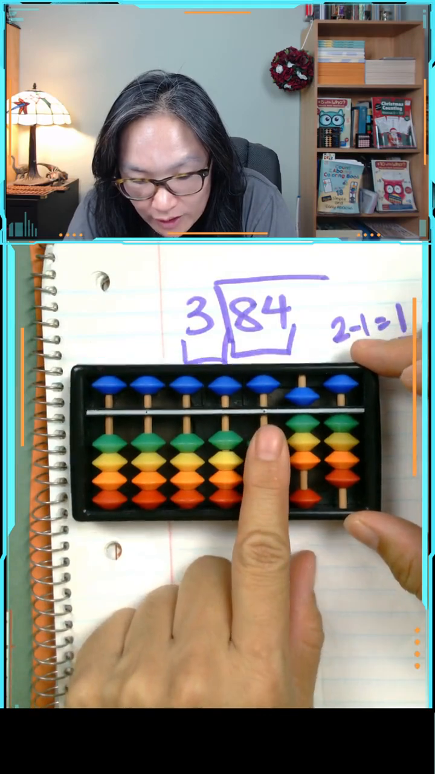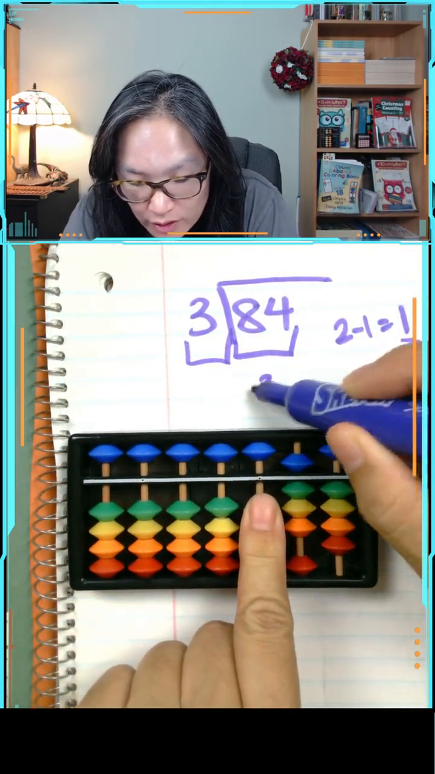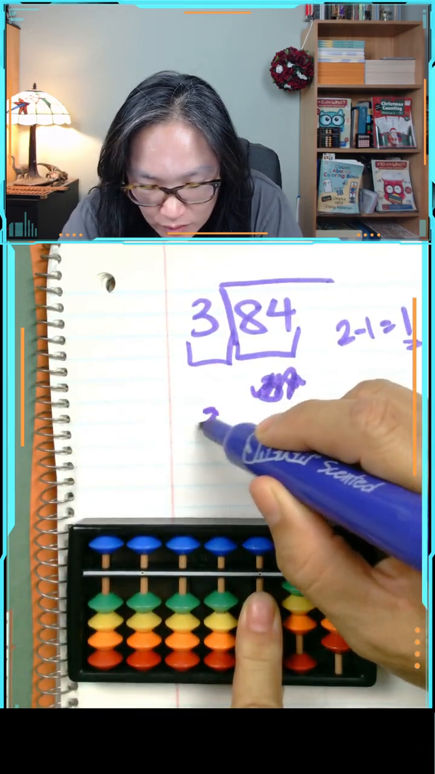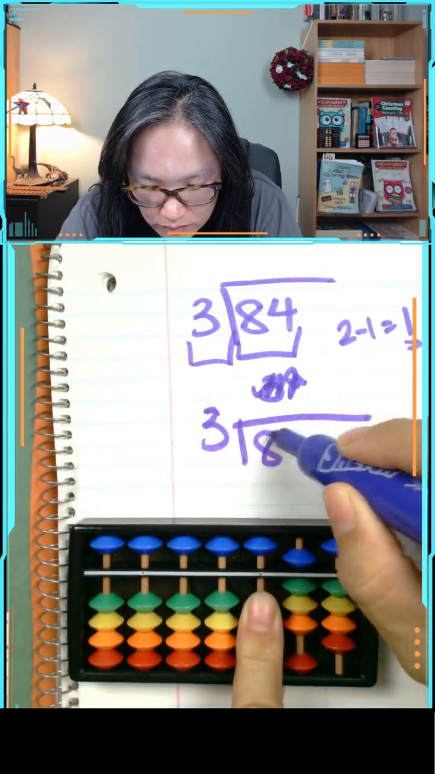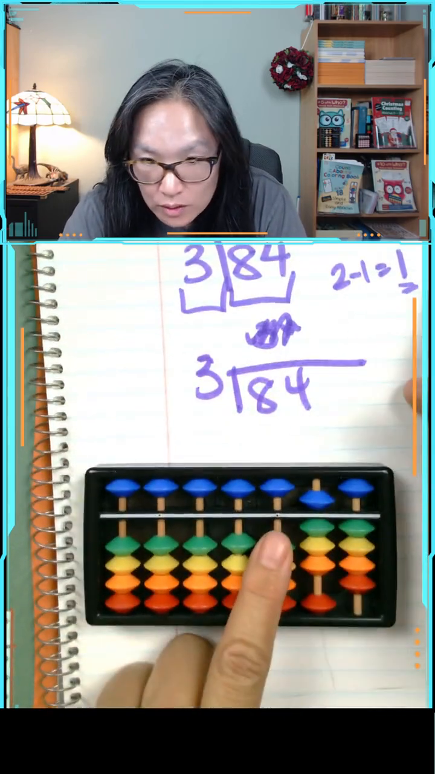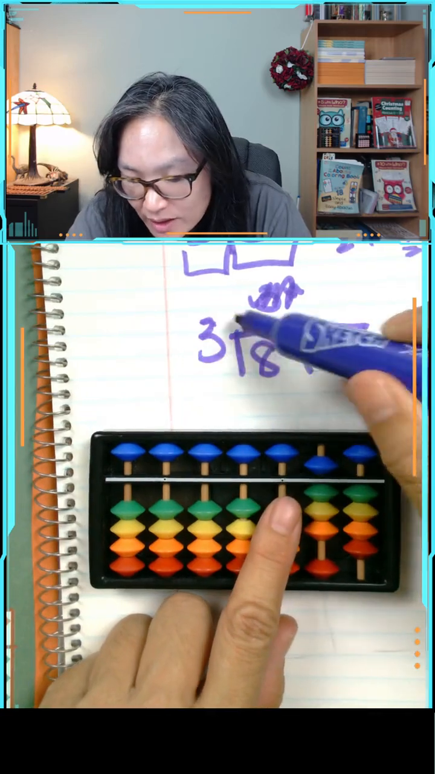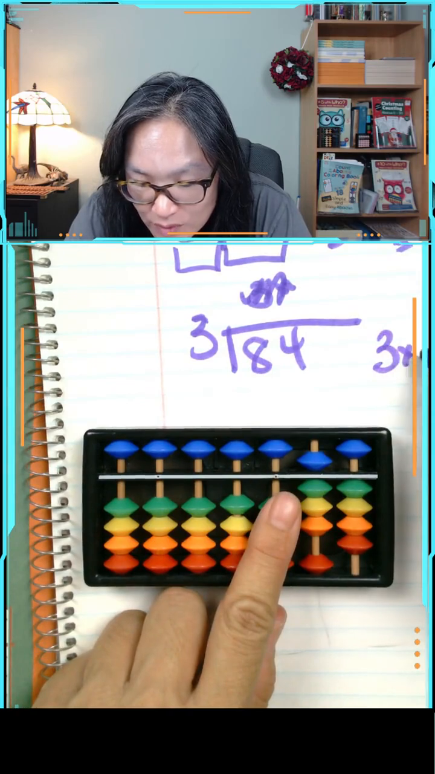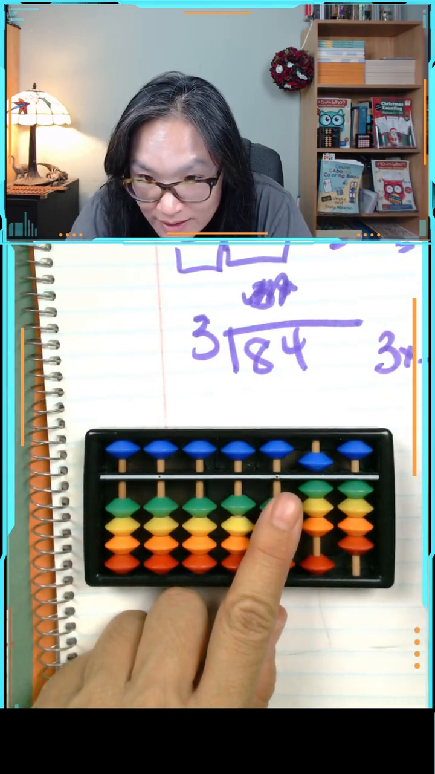So when we're looking at it, in abacus world, we don't look at the number as a whole. And we don't say how many times does 3 divide into 8. We actually do it the other way. We do 3 times what is equal to 8 or less.